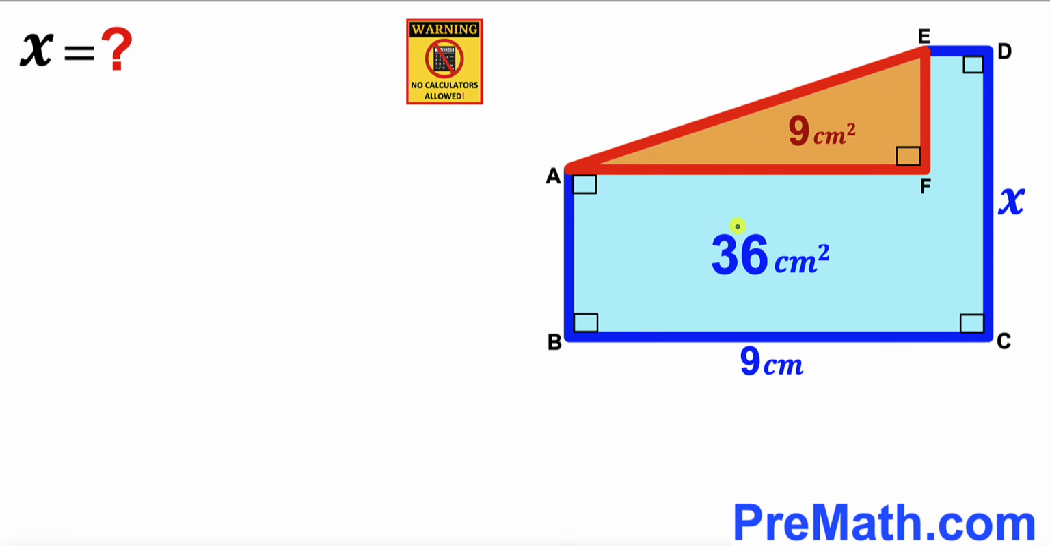Furthermore, the area of this blue shaded region has been given to us as 36 square centimeters, whereas the area of this red right triangle is 9 square centimeters. Now our task is to find the value of x. In other words, we are going to find this CD length. Bear in mind that we are not supposed to use calculators of any kind.